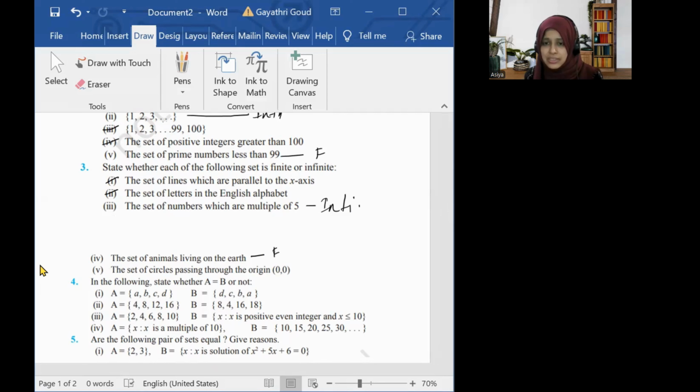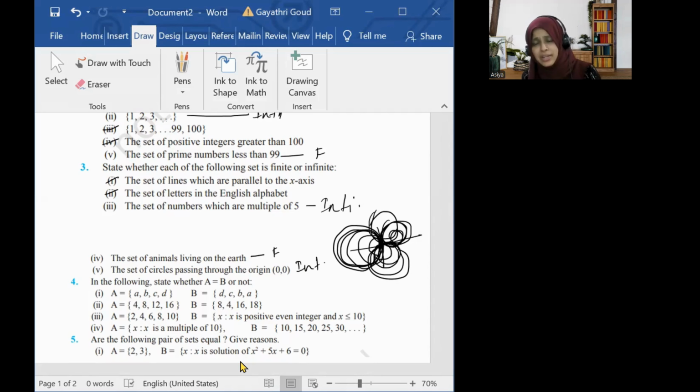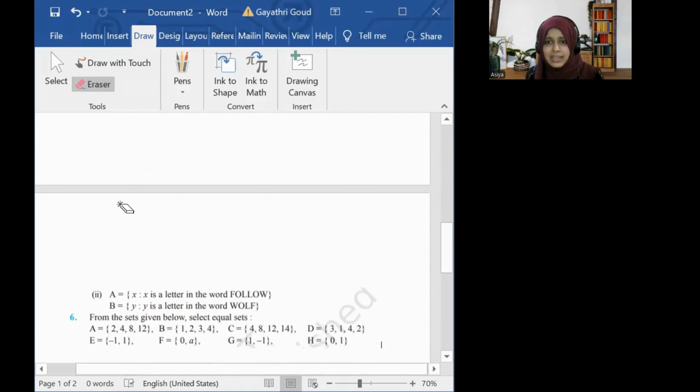Next, the set of circles passing through the origin (0, 0). How many circles can pass through this? Should we give it a try? Oh my God. Again, I can form another. Again, I can form another passing through the origin. I can form as many as I want. So do you think they are finite or infinite? I think they are infinite. They go on and you can go on increasing. There is no limit to it. So yes, they are infinite.